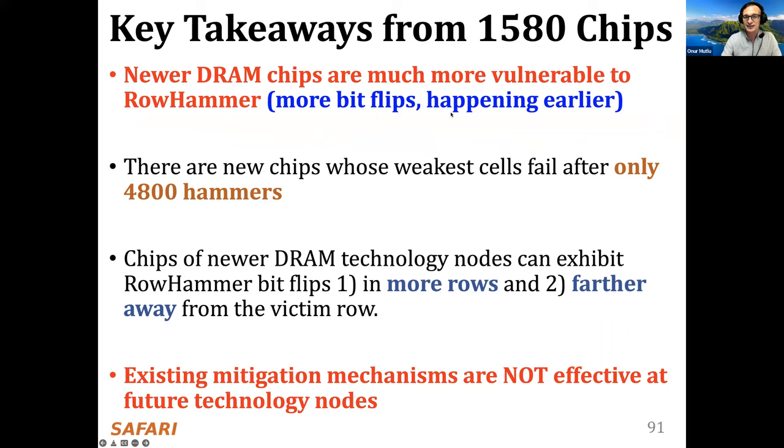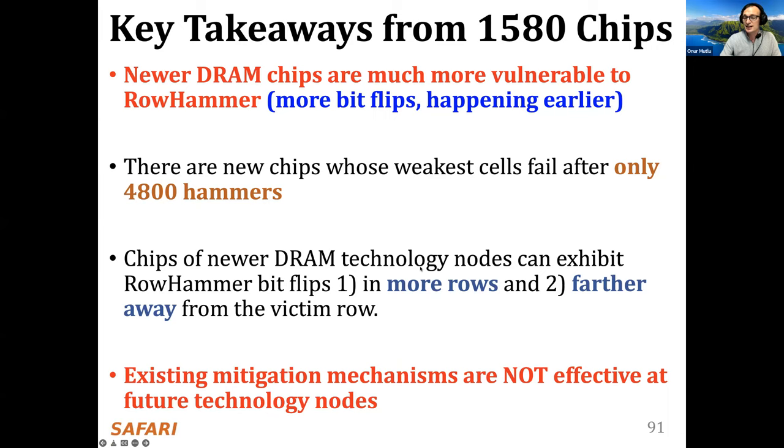Newer DRAM chips are much more vulnerable to RowHammer today in 2020 compared to 2012. You get more bit flips, and bit flips are happening earlier, meaning there are new chips whose weakest cells fail after only 4,800 hammers, double-sided. So in total, it's 9,600 hammers. This number was 139,000 in 2012 when we started writing the paper. That was single-sided, but yes, things have reduced by almost an order of magnitude.